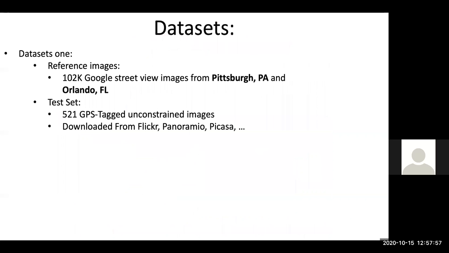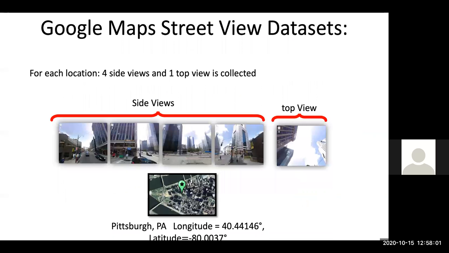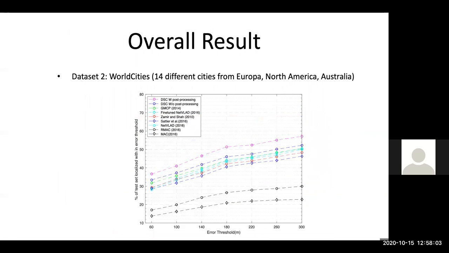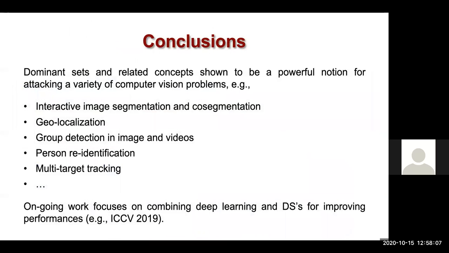I don't have time to give you the details. If you are interested, you might want to have a look at the paper. So let me just jump to the conclusions now. So in conclusion, the dominant set framework and related concepts have shown to be a very powerful tool for attacking a variety of different computer vision problems.